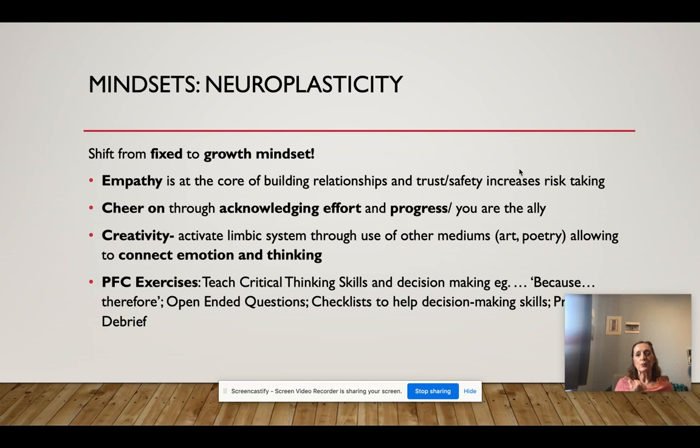Creativity is really key with enhancing this growth mindset and this whole neuroplasticity. Activating the limbic system, remember that emotional part, through the use of other mediums like art and poetry, music, allows kids to connect emotion and thinking. And that really helps with keeping everything calm and then growing.